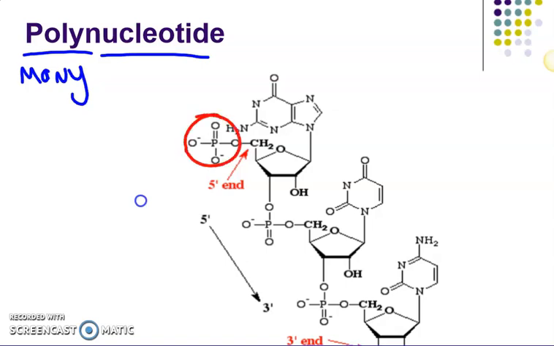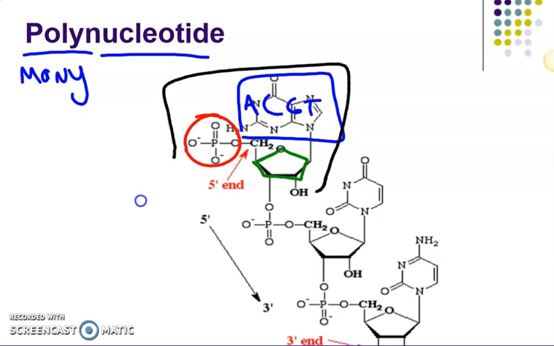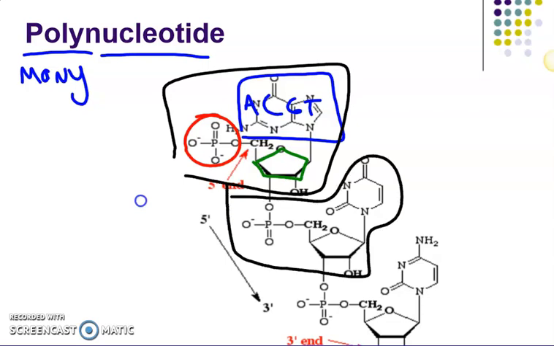Well, there's my phosphate group. I had him in red. There's my sugar. I had him in green. And then my nitrogenous base, A, C, G, or T, right there. So in black, that is one nucleotide. So in this black, that's another nucleotide. And then here's a third nucleotide. So we can call this guy a polynucleotide. Many nucleotides together. Okay?